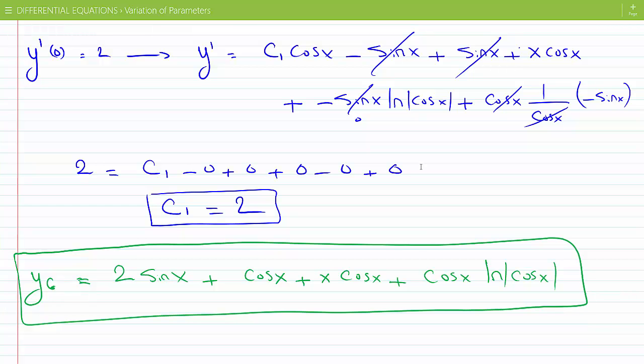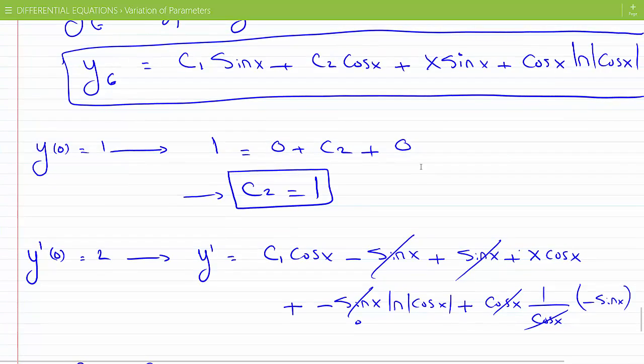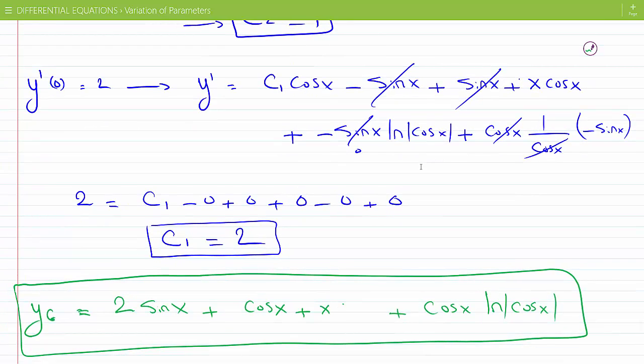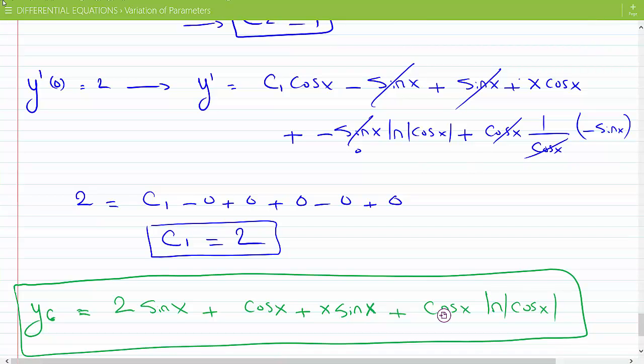Oops, this is x sine x. Yeah, x sine x. I just copied it wrong. So 2 sine x, cosine x, x sine x, and cosine x ln cosine x. That does it for this problem.